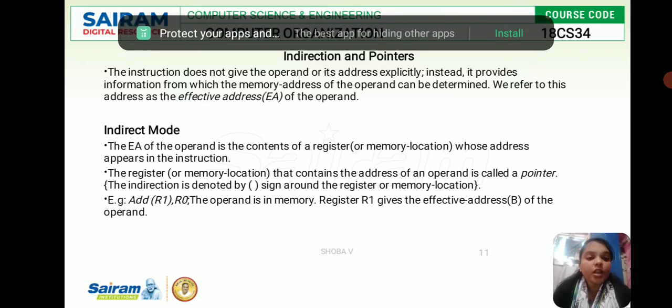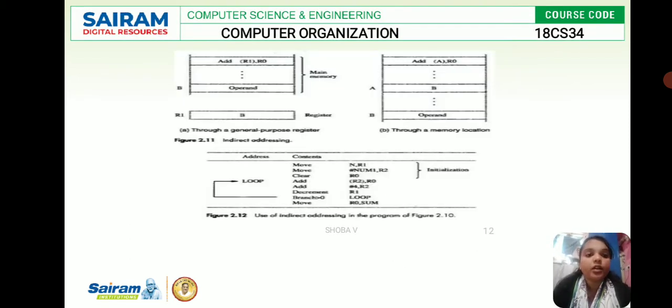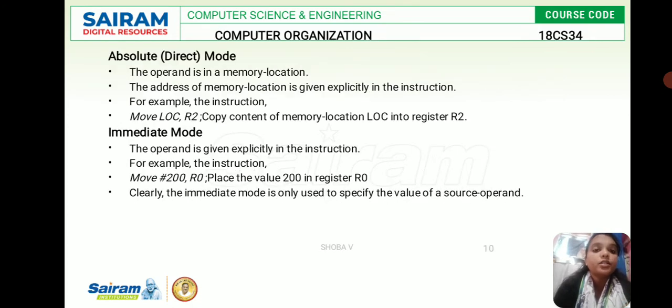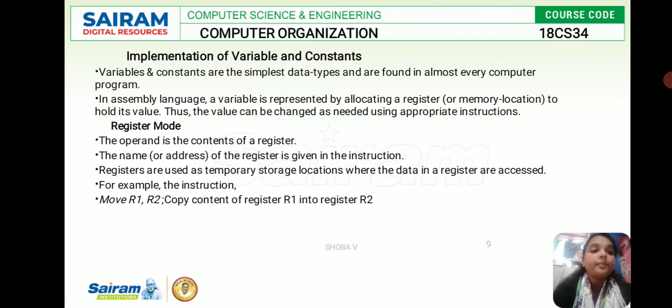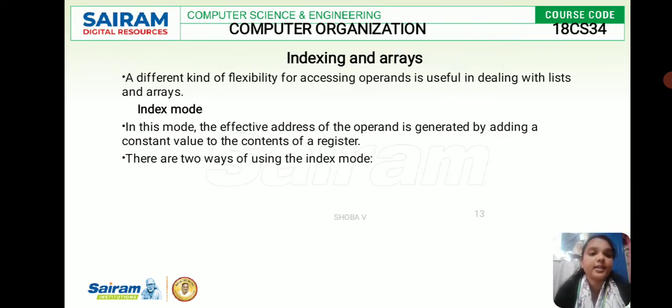So the operand is in memory, and register R1 gives the effective address of the operand. These are the instructions which we discussed in previous slides. In addressing modes, the same operations we can see here. And now, indexing and arrays.